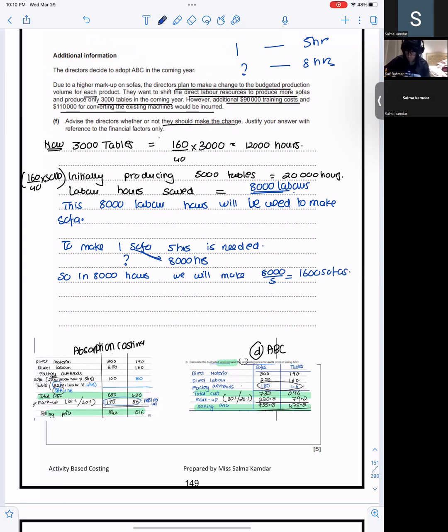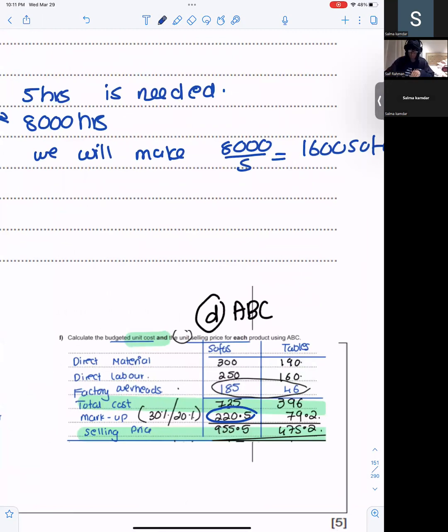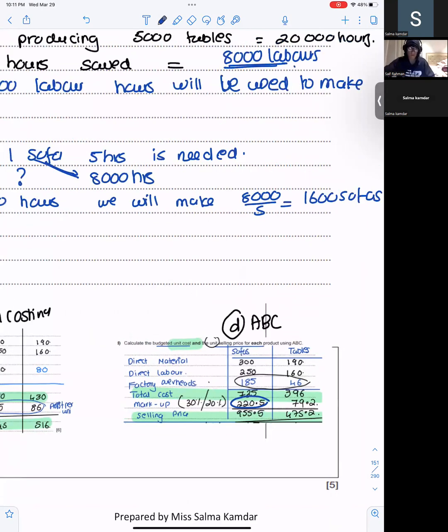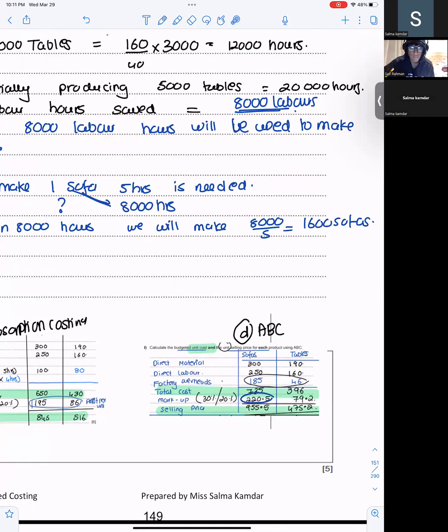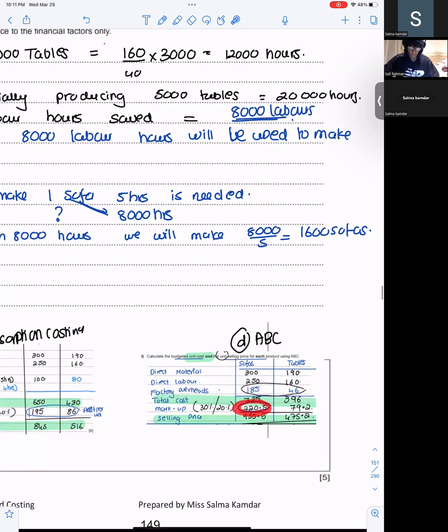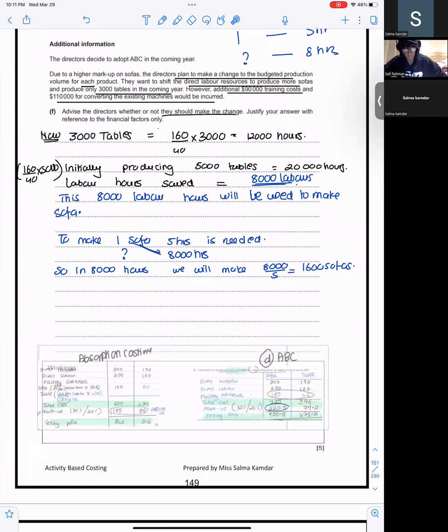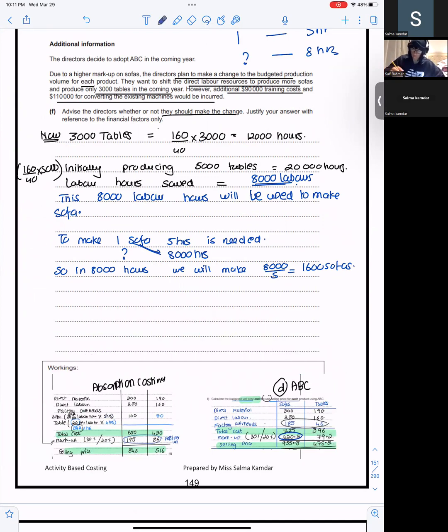You know the profit that you're going to make on sofas? How much profit are you going to make? We're going to use ABC costing, right? Per unit of sofa, how much profit are you getting? 220.5. So you're going to make extra profit on 1,600 units of sofa. 220.5 into 1,600.